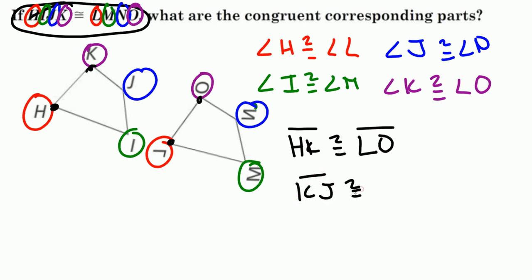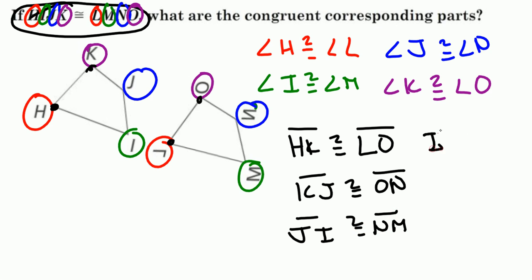KJ is congruent to ON. JI is congruent to NM. And IH is congruent to ML. So those are all the corresponding and congruent angles and all the corresponding and congruent sides.